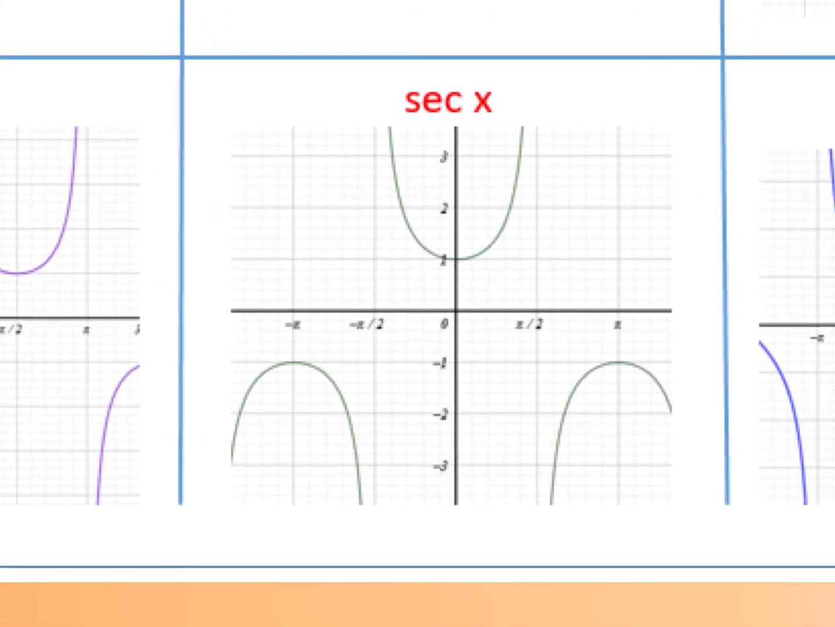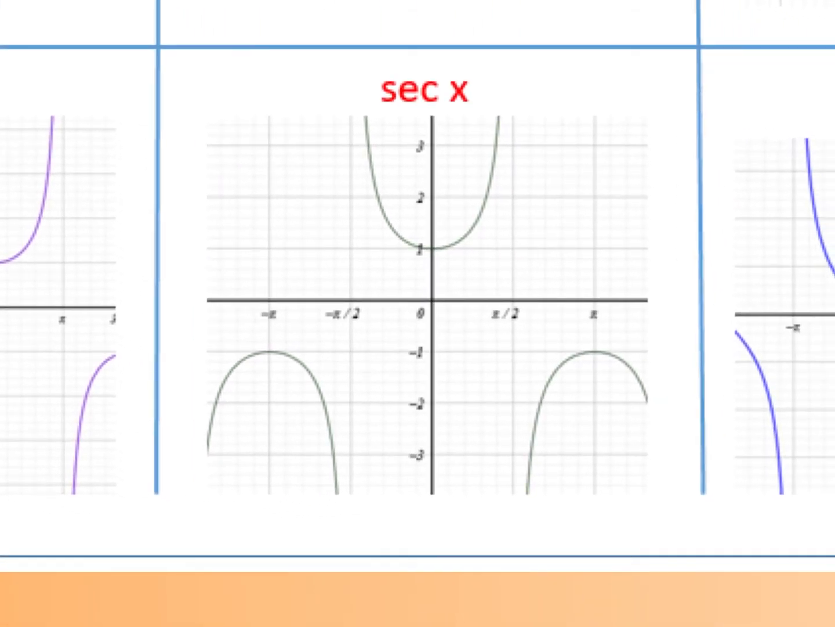Do the same thing for secant, because its sister function is cosine. Draw in cosine and then put in the asymptotes wherever it hits 0. All right? Come around and make sure you got that.